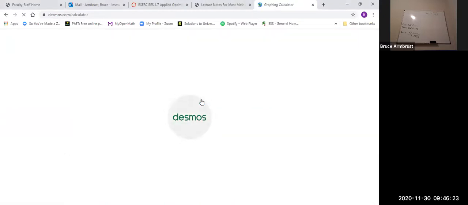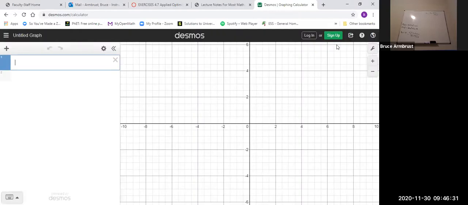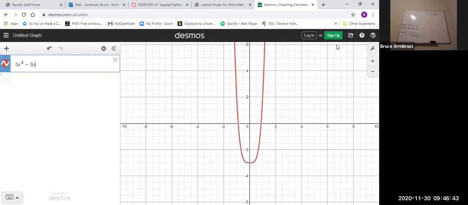Okay, so everybody should be able to see Desmos now, hopefully. All right, so let's go ahead and type in this function, see what this looks like. So we have 5x to the fourth minus 3x squared plus 2x minus 1.